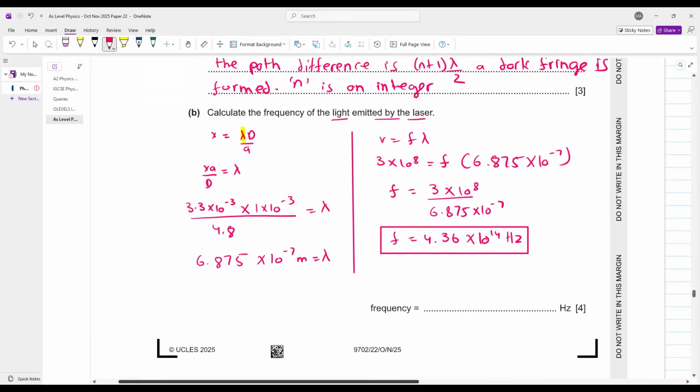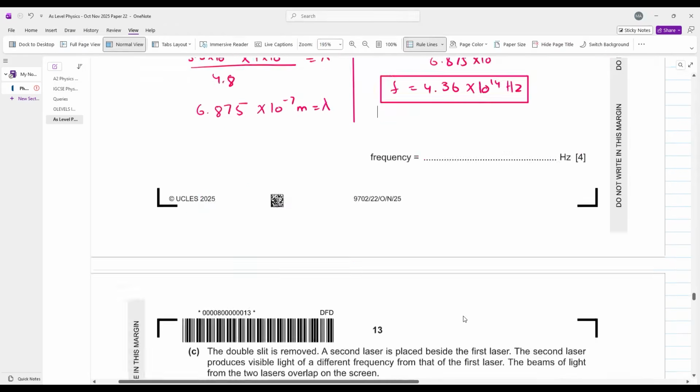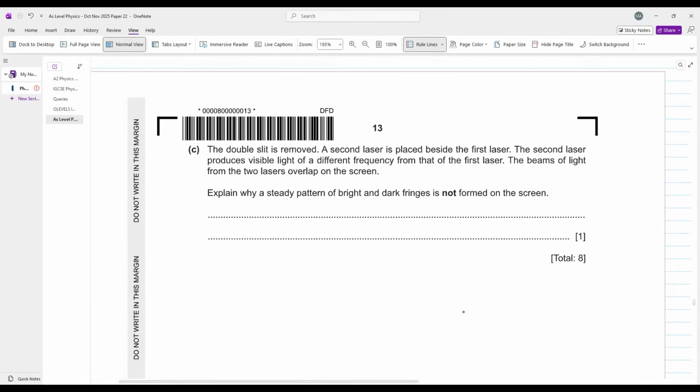कुछ भी हमने यहाँ पे complicate नहीं किया. Let's further move ahead. The double slit is now removed. A second laser is placed behind the first laser. The second laser produces visible light of a different frequency. This is a red flag.